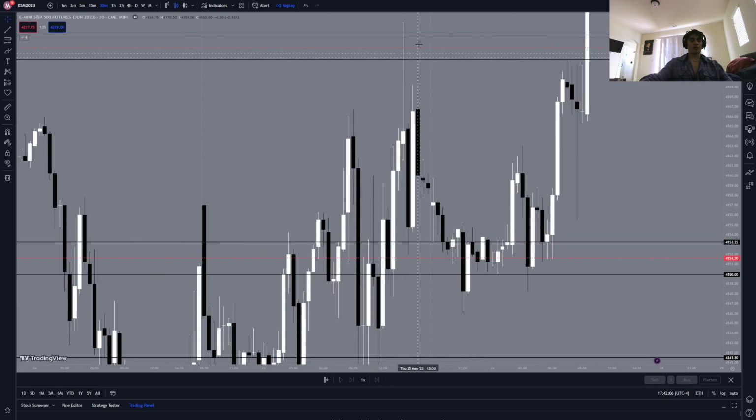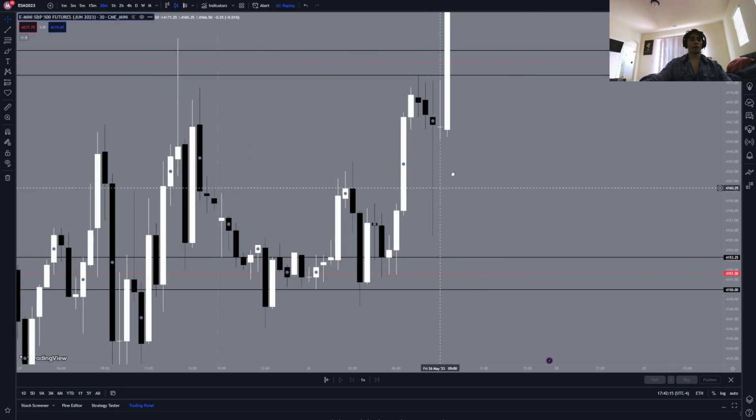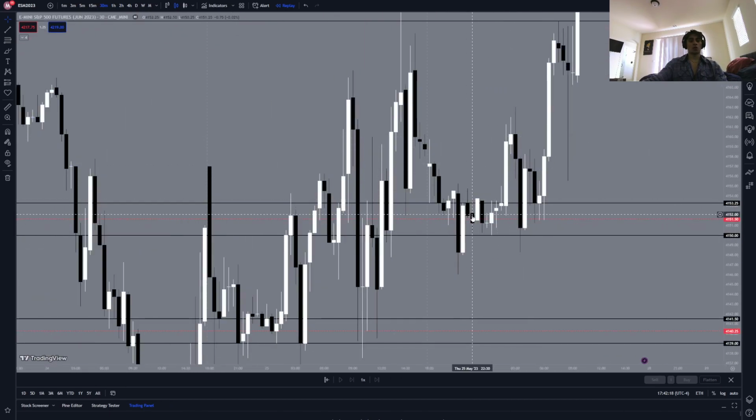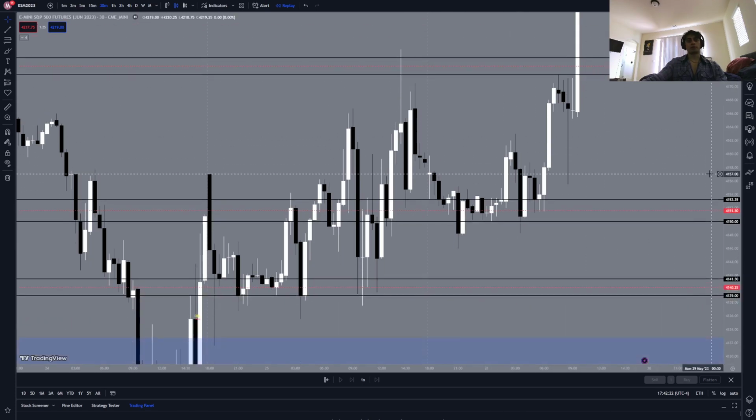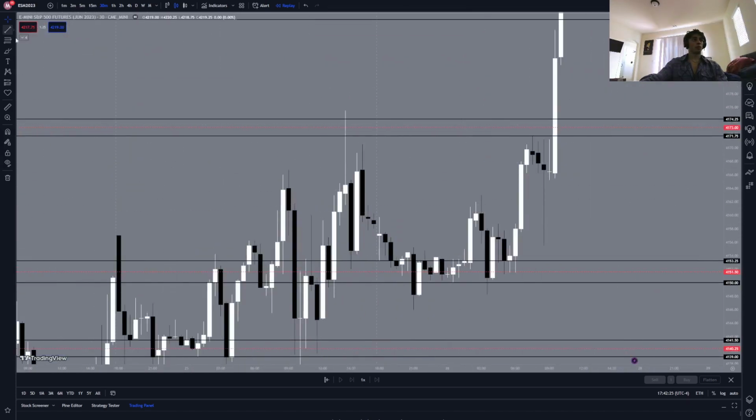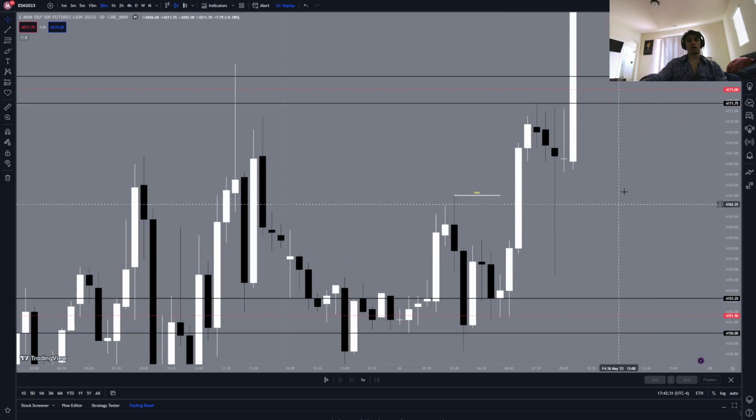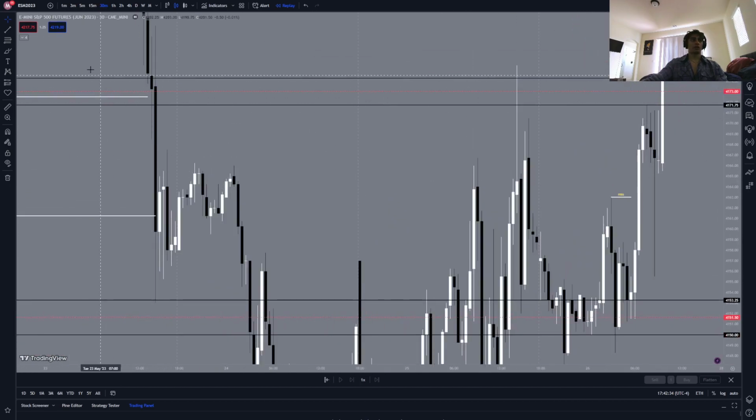After this rejection here, we start to create a base, lots of accumulation down here. So what am I looking for in this case? This overnight session is basically just priming us for the New York Open. What I'm looking for is a push over this high to give me that market structure shift. Once this happens, that's when I know it's go time, and I can start looking for a purge of this liquidity up here.